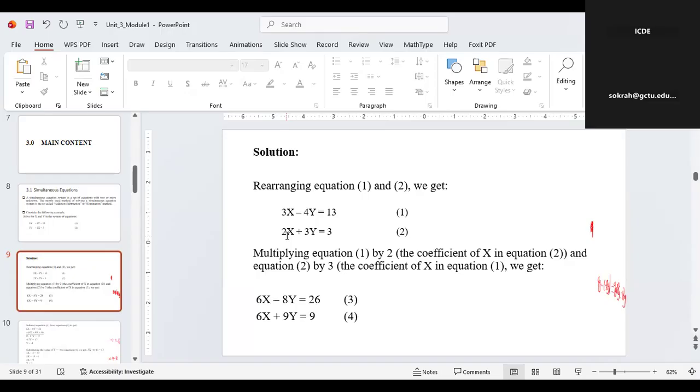So how do we make them equal? It's just a simple matter. This one is 3, this one is 2. You want them to have the same figure. So you use the 3 to multiply equation 2 and use the 2 from equation 2 to also multiply equation 1, so that 2 times 3 is 6, and 3 times 2 is also 6. Then you have them equal. Have you seen that?